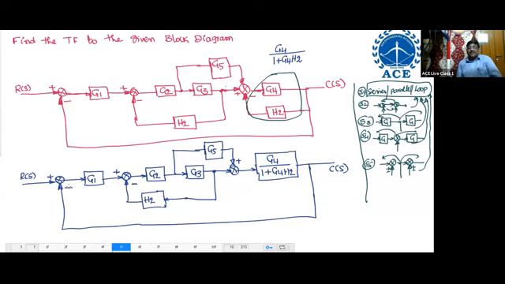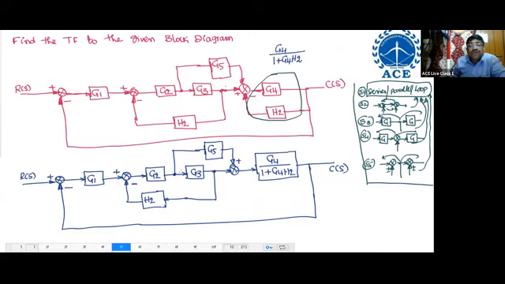Now we cannot simplify here unless we shift from one point to another. It is not possible without a shifting operation, so we require shifting the take-off points. Which point do you have to shift? Listen, one more logic here. Some people, if you give any block diagram and ask for the transfer function, just keep looking at it. They think it will be adjusted automatically. It is not adjusted automatically.